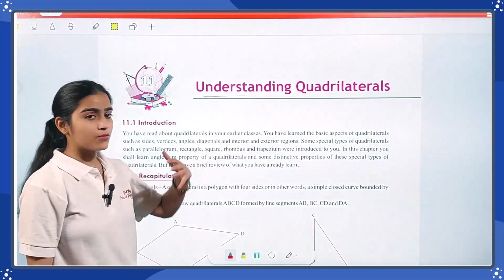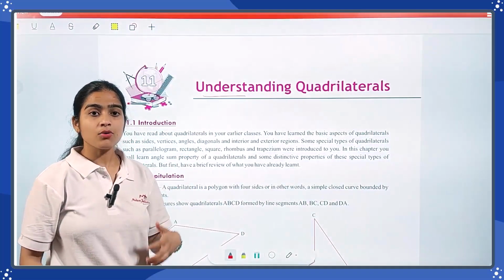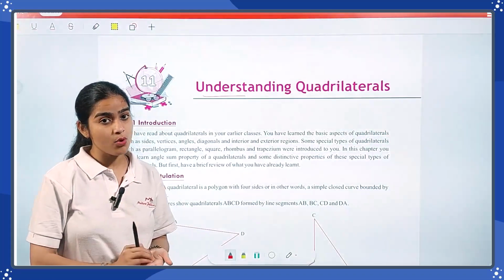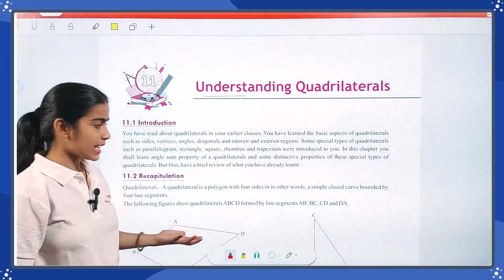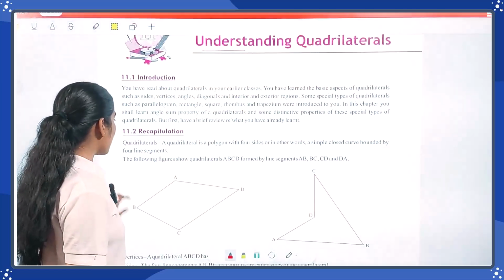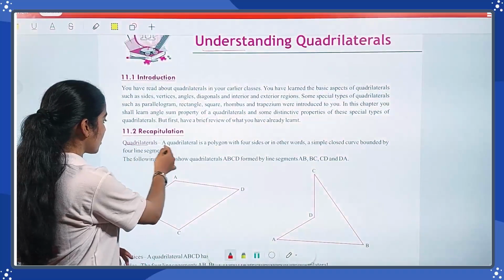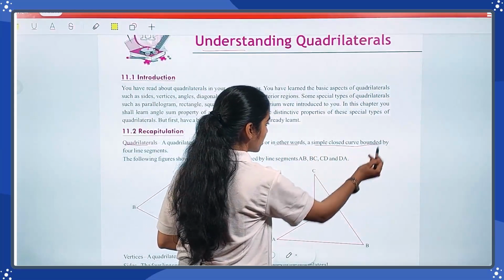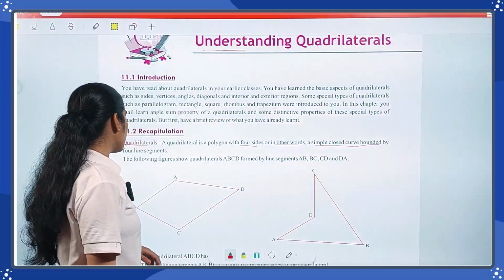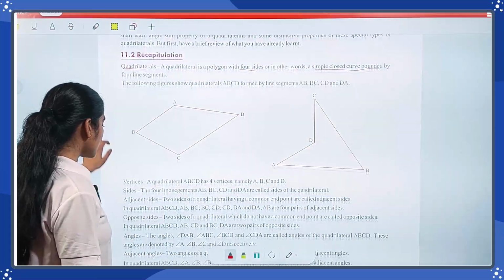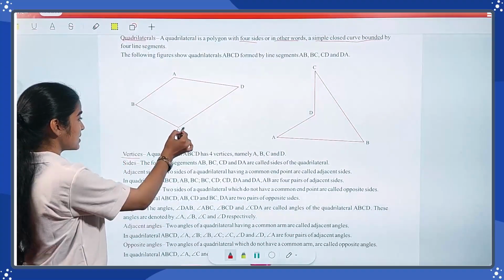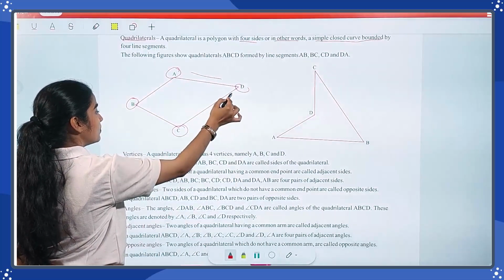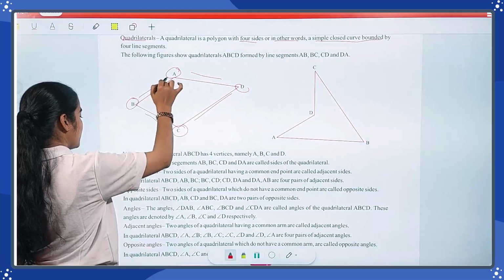In this chapter, we are going to understand the polygons which have four sides and four angles and their properties as well. First of all, we have recapitulation of quadrilaterals. A quadrilateral is a polygon with four sides, or in other words, a simple closed curve bounded by four line segments. Next, we have vertices. Vertices means these corners we have.